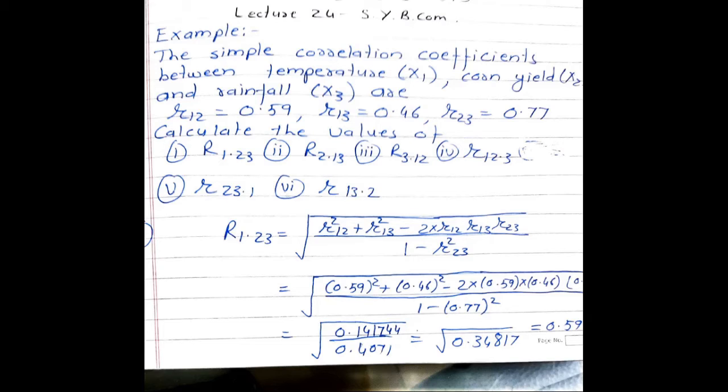The simple correlation coefficients between temperature, which is x1, corn yield termed as x2 and rainfall x3 are r12 is equal to 0.59, r13 is equal to 0.46, r23 is equal to 0.77. Calculate the values of first part capital R 1.23, second part capital R 2.13 and third part capital R 3.12, fourth part small r 12.3, small r 23.1 and small r 13.2.